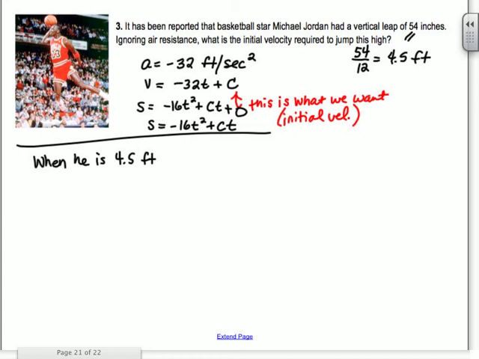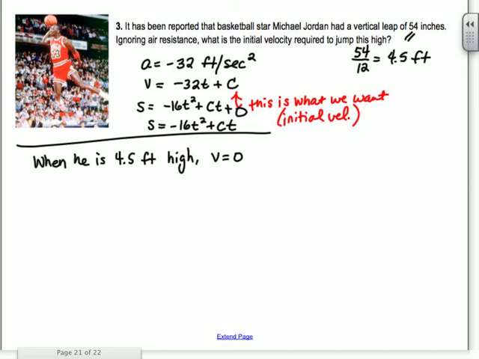Height, when he's 4.5 feet high. What do we know at that point? Velocity is equal to 0. Okay, that's the key. The velocity is equal to 0 because he's now reached the highest point and now he's coming down. It's kind of like in those cartoons, you always see the cartoon character pause in the air and then drop.